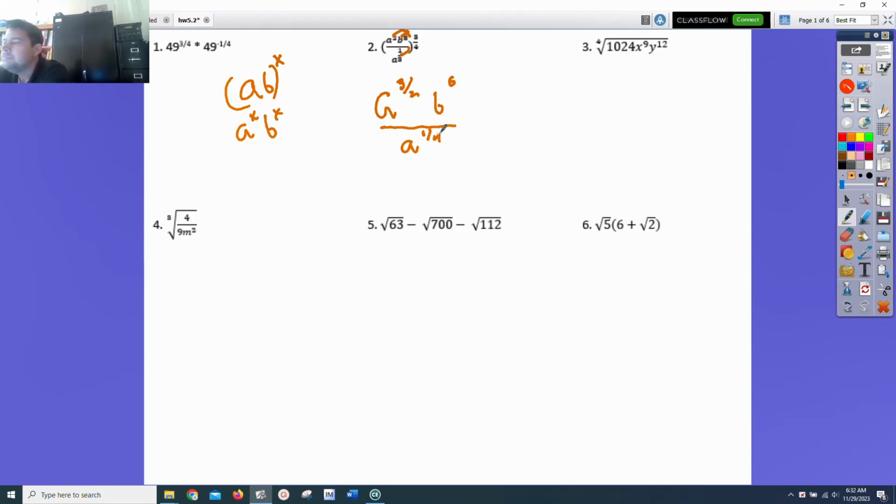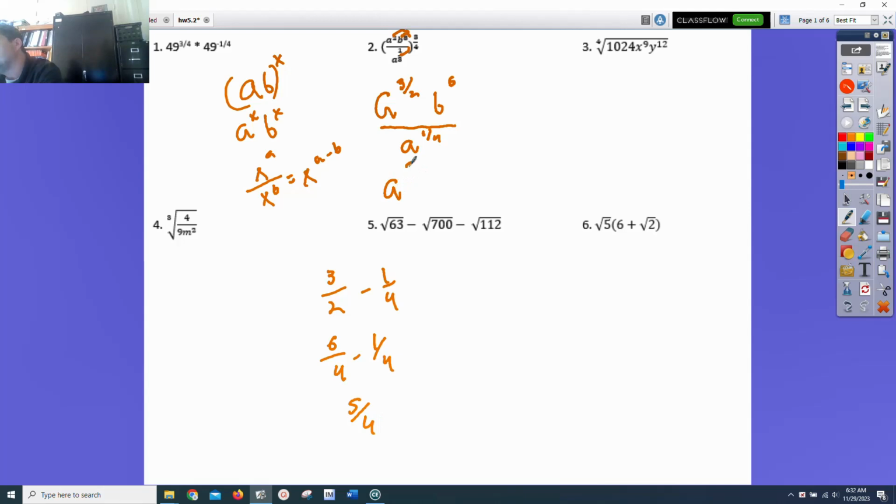It's kind of bad. All right, now I'm going to think about the property that says x to the a over x to the b is x to the a minus b. I'm just using rules. So, I have to figure out what 3/2 minus a quarter is. Probably make a common denominator. 3/2 is 6/4. And ta-da! 6/4 minus a quarter is 5/4. So this becomes a to the 5/4, b to the 6th.